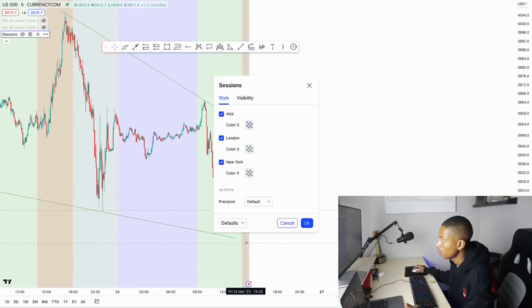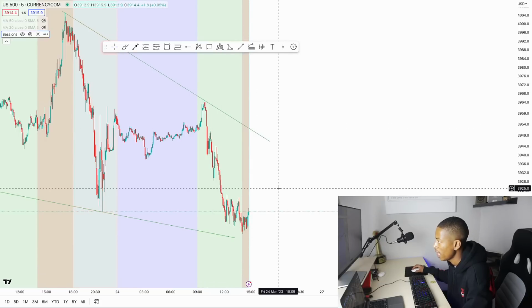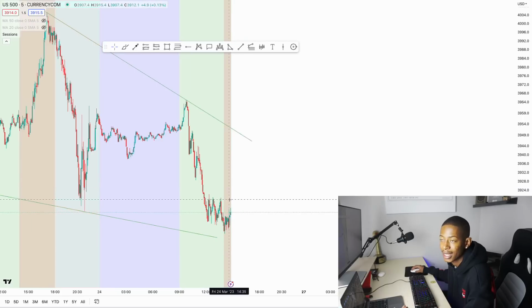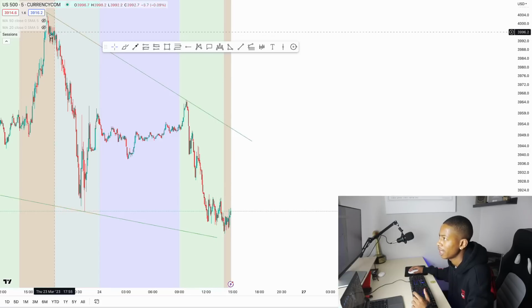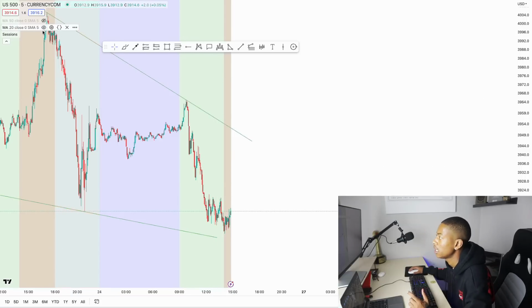So what it does is that this is where the start of New York session is. And with that being said, we have now started our New York session. We are now in a New York session, and I'm seeing a beautiful buy position, but I'm not gonna end it there. I'm gonna bring back this 20 EMA.